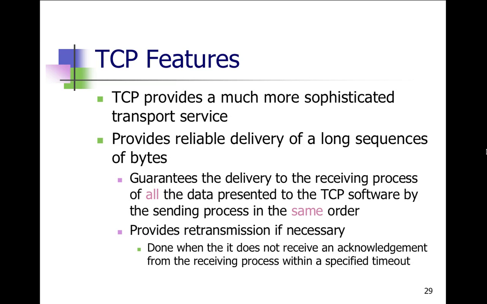So tossing a ball is just one packet. With TCP, to toss the ball, it's actually 3 packets to get it there, and then it's 3 or 4 to close the connection. And then it's a lot more traffic, a lot more dribbling going on with that ball. It's managed. So it provides a much more sophisticated transport service, reliable delivery for long sequences of bytes, and guarantees the delivery to the receiving process of all of the data represented from the TCP software by the sending process in the same order.